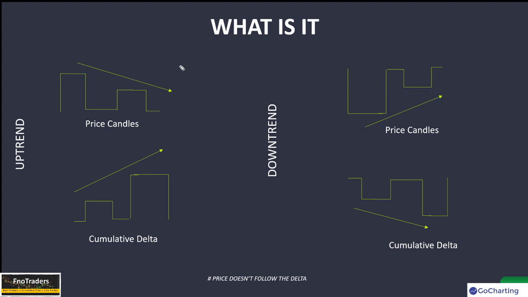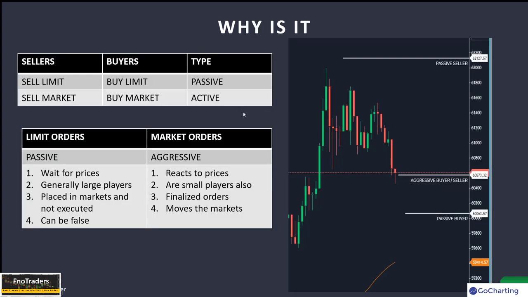Next is why it happens. In the market, as I said, in series 2 we cover these. We have two types of players: limit sell order players and limit buy order players, known as passive players. And then there are aggressive players who place market sell orders and market buy orders, known as active or aggressive players.